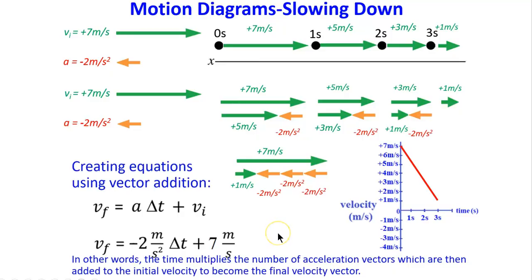Okay? So this is how vector addition and vector subtraction can actually help you create equations and find answers without using any equations at all, right? But I want you to do all three. I want you to be able to use a motion diagram to figure out a velocity versus time graph, and then do a linear fit on that to create an equation.